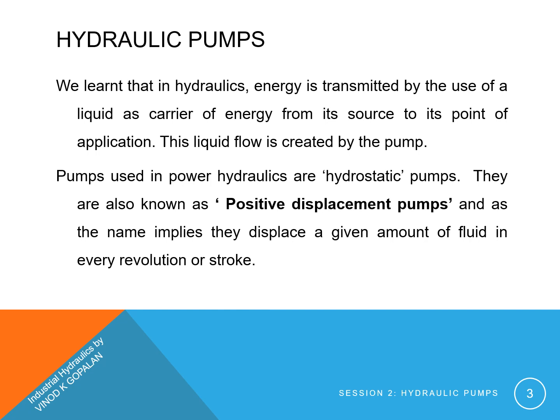In hydrodynamic pumps, output flow decreases when we increase the pressure in the outlet. This is due to lack of positive seal against leakage between the inlet and outlet ports. Therefore, they are also known as non-positive displacement pumps. In case of hydrostatic pumps, there is a positive seal between inlet and outlet. They deliver a given amount of fluid in every revolution or stroke, irrespective of the pressure in the system. Therefore, they are also known as positive displacement pumps.